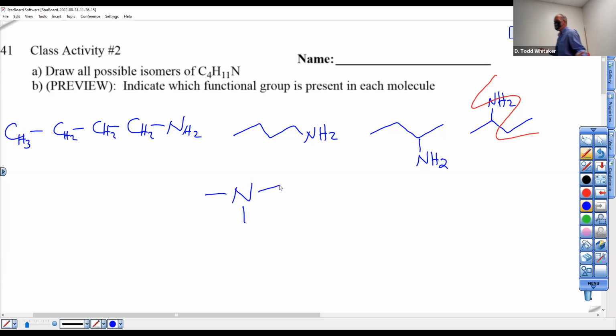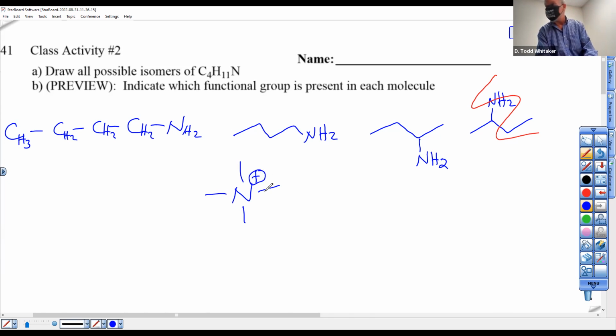And where can you put the fourth one? There's only one place you can't put the fourth one. Don't do this. I'll show you why. It's not that it isn't a molecule. That's a molecule, but it's an ion. I guess molecules aren't ions technically. So don't draw that one.